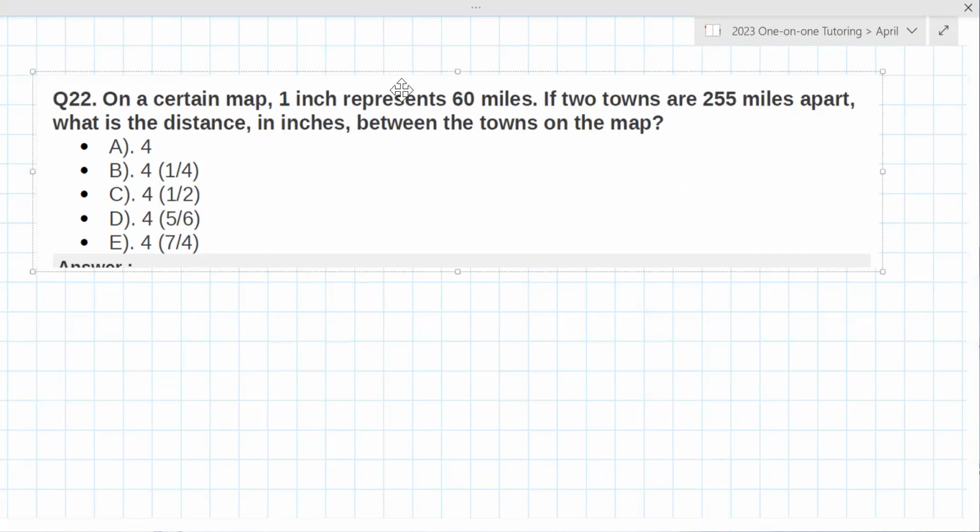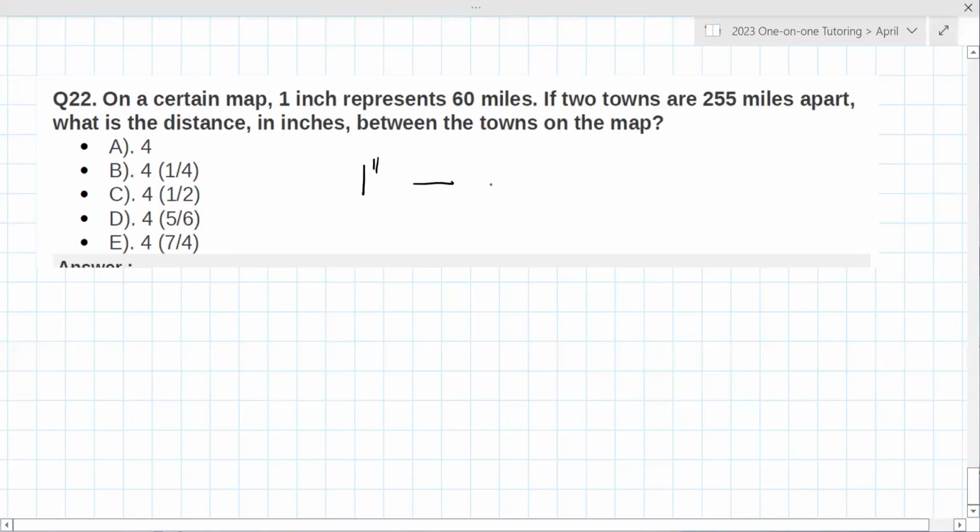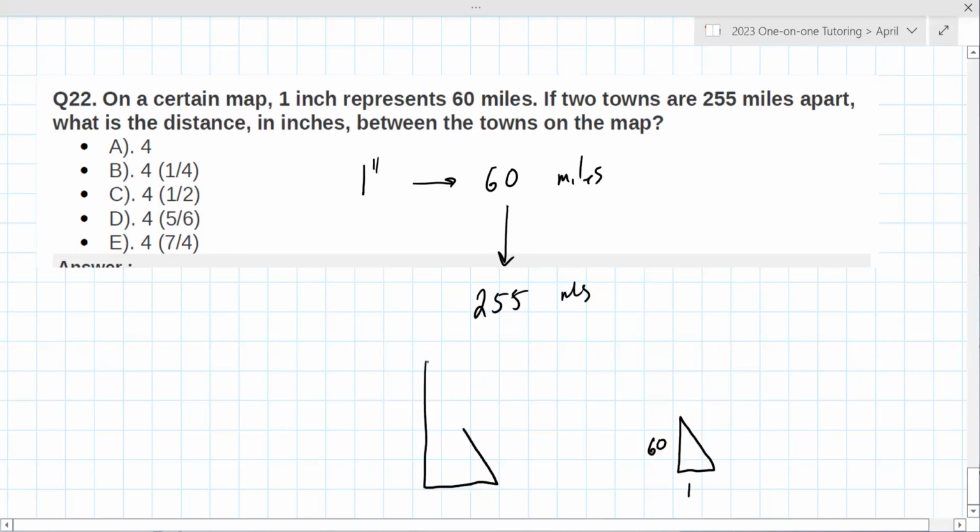So on a certain map, 1 inch represents 60 miles. Okay. And the towns are 255 miles apart. Okay. So I kind of like drawing these progressions. If you think of it in terms of a triangle, it's like the little one, 1 inch to 60 miles, and then the big one is 255 miles. Now this one's a little bit harder to just go from 60 to 255. That's going to be tough.